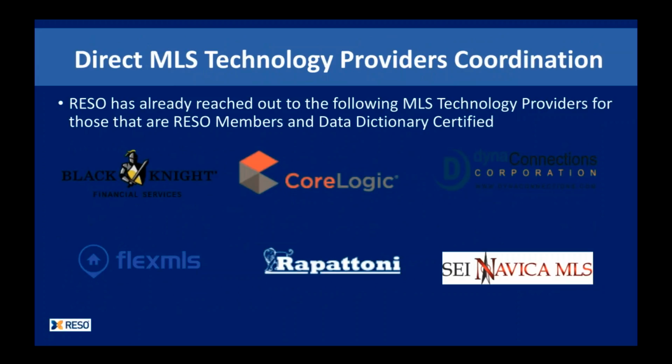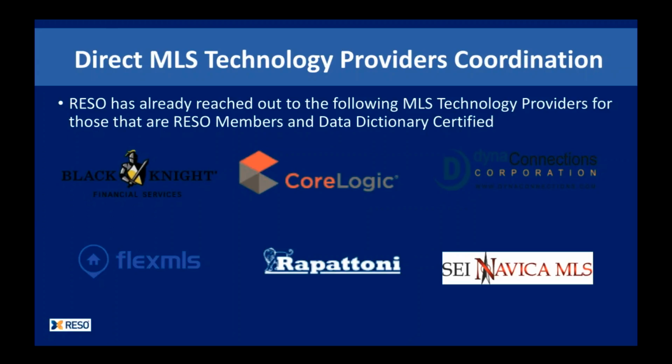For those MLS technology providers that we are doing direct coordination with, I wanted to provide you with the list today: Black Knight Financial Services, CoreLogic, Dyna Connections, FBS, the makers of Flex MLS, Rapattoni, and SCI Inc., the makers of Navica MLS all have communications with RESO and are actively in the process of working towards RESO Web API certification. If you have specific questions about your MLS and what their timing is, again, please ask them, and feel free to ask us as well as we continue to work with them. We're open to working with any other MLS partner that is out there and happy to do so.